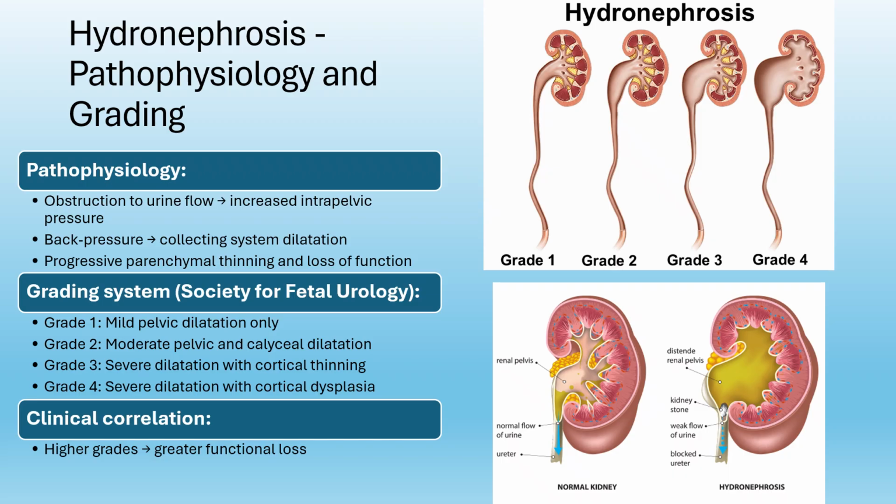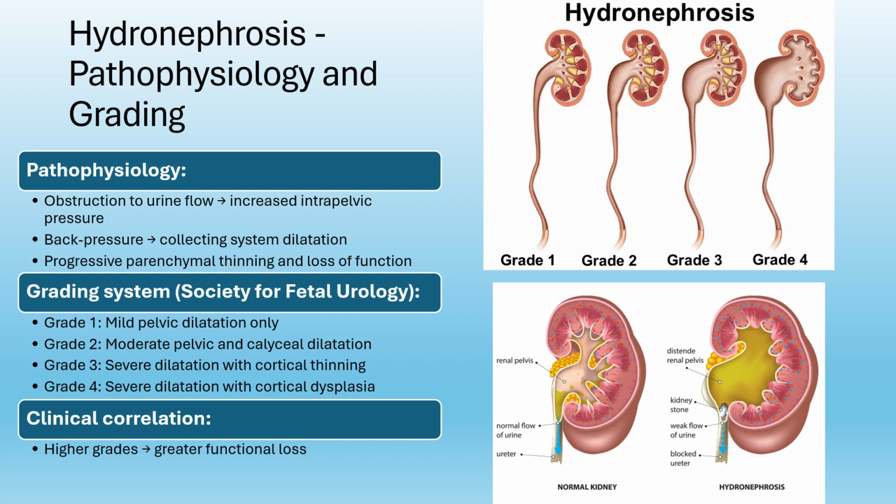The Society for Fetal Urology grading system standardizes hydronephrosis severity using ultrasound. Grade 1 shows mild pelvic dilation with preserved architecture, reflecting minimal obstruction. Grade 2 involves moderate dilation extending into calyces, but still with normal cortical thickness. Grade 3 presents with severe dilation and identifiable cortical thinning, evidence of advancing damage.